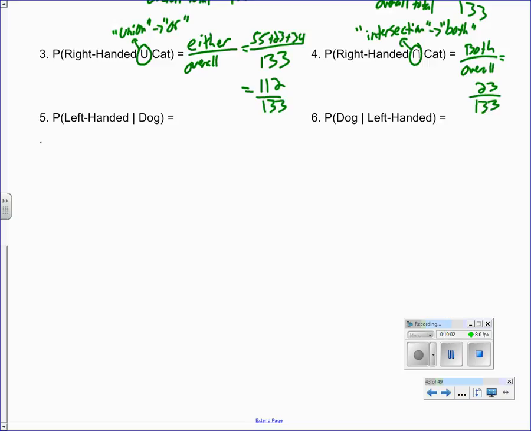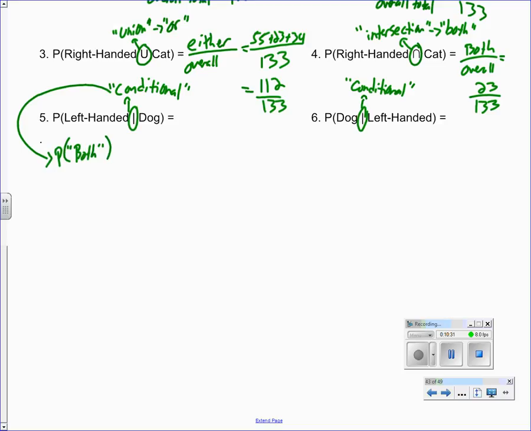So these last two are both examples of conditional probability. This symbol right here, the vertical slash, is what we use for conditional probability. With conditional probability, we always look for the probability of both over the probability of just the given event. In this case, we're going to look for both, so the intersection of left-handed and dog owners, out of the given event, which is always the second event, which is just going to be the dog total.